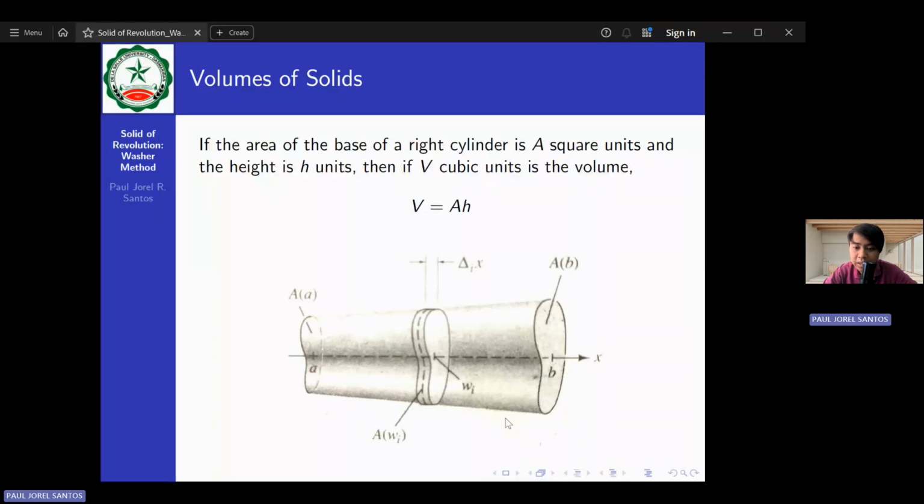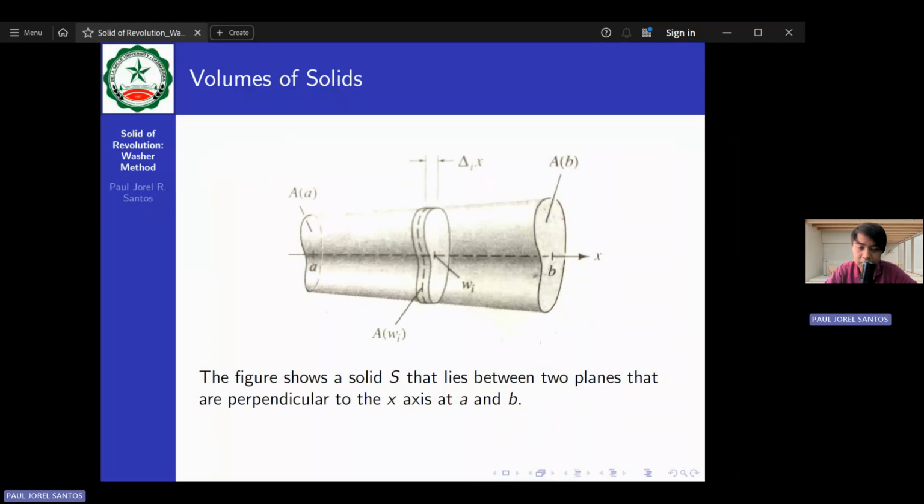Now, let us consider this figure. This figure shows a solid S that lies between two planes whose areas are represented by A of b and A of a. These plane regions are perpendicular to the x-axis at point a here and point b.